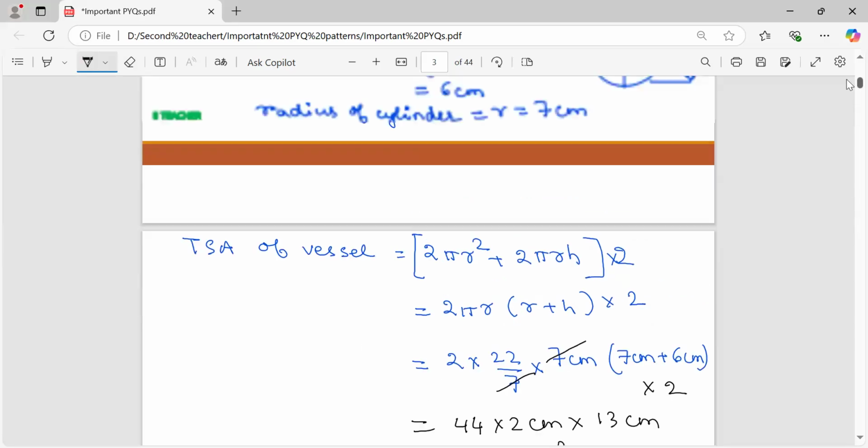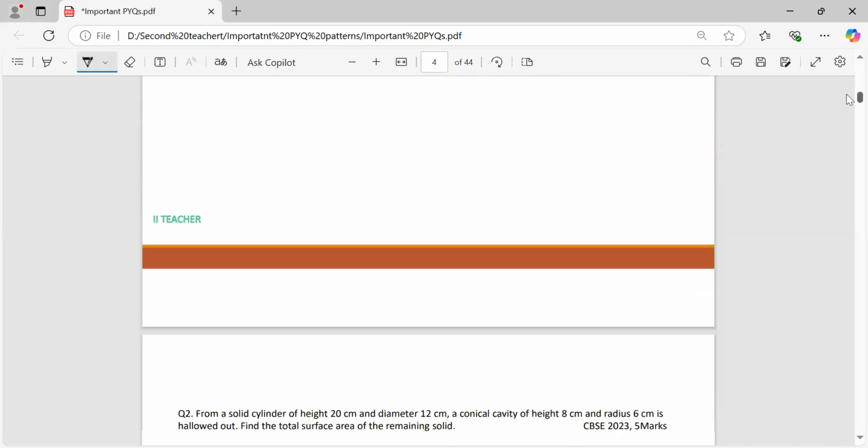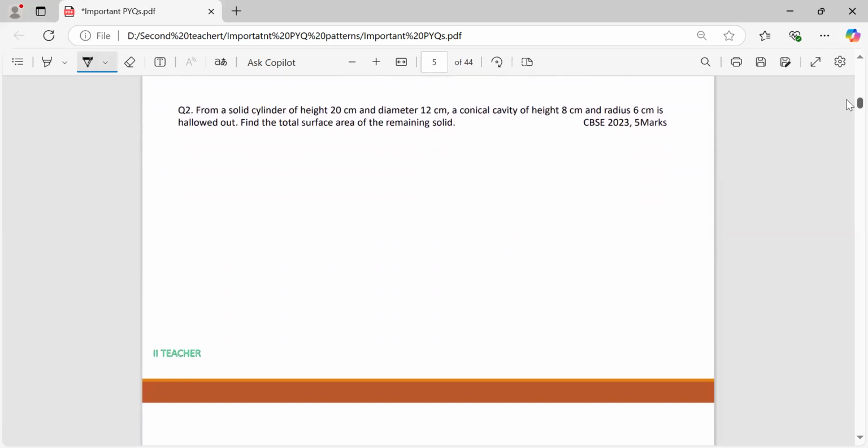Okay, it was a 3 mark or a 4 mark question it will come for. Okay, let's go to the question number 2. It says from a hollow cylinder of height 20 centimeter and diameter 12 centimeter, a conical cavity of height 8 centimeter and radius 6 centimeter is hollowed out. Find the total surface area of the cylinder.